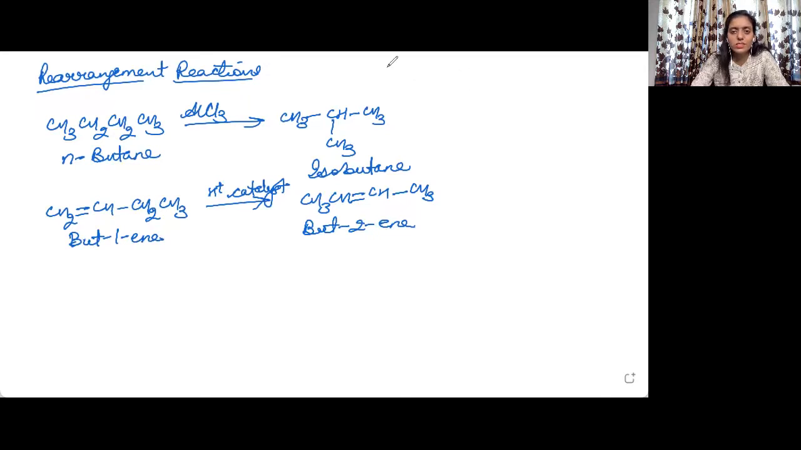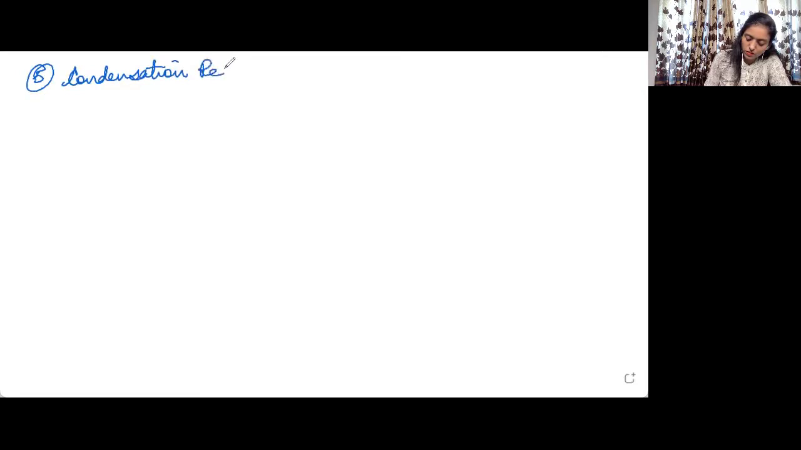Again, condensation reactions are also very, very important. The details of these reactions are in the aldehyde and ketone chapter, so we will be discussing condensation reactions in short here. The fifth type of reaction is the condensation reactions. So what will happen in these type of reactions?